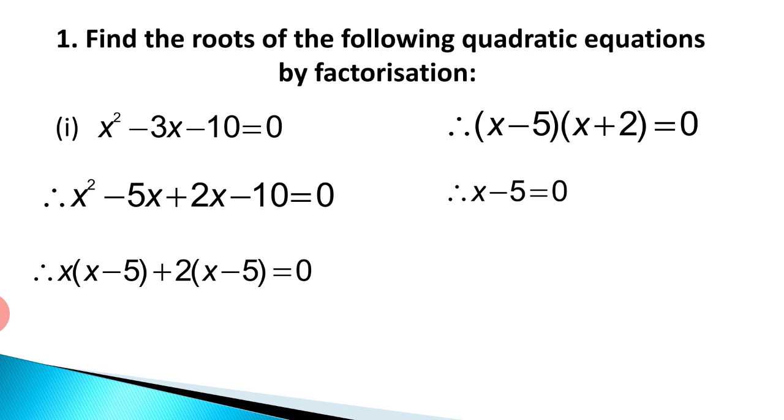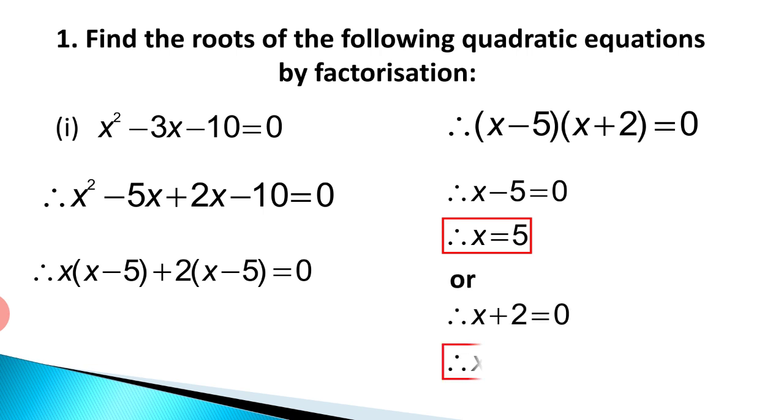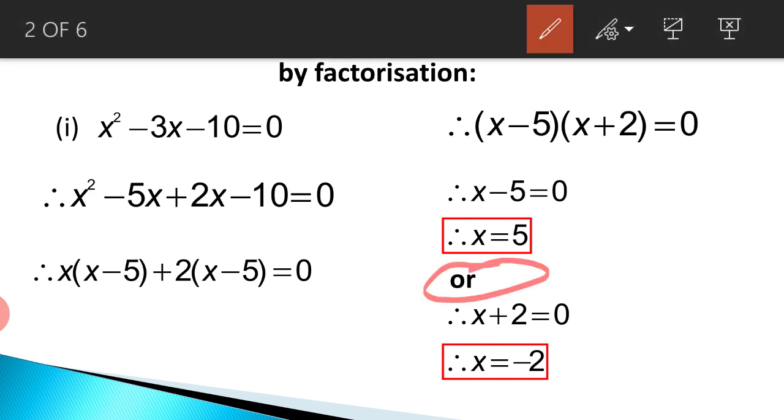Is it okay? So x minus 5 is equal to 0, then we get x is equal to 5. If x plus 2 is equal to 0, then you get x is equal to minus 2. Now the word or is very important here. When product of two factors is 0, x minus 5 is equal to 0 or x plus 2 is equal to 0. So this or has to be mentioned in the solution, because that tells us that x can be either 5 or minus 2.